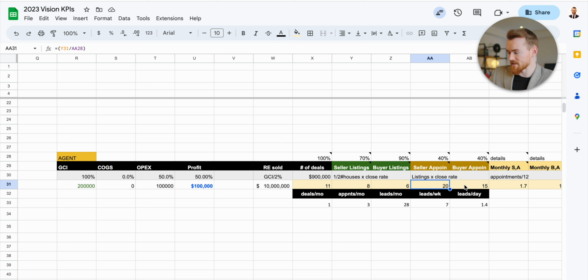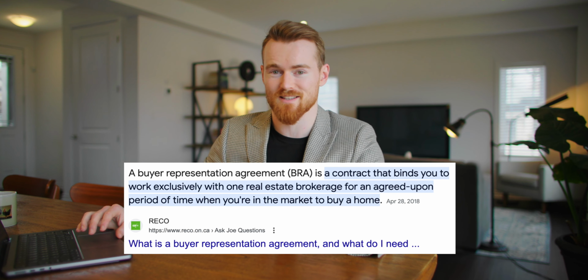Now on the buyer appointment side, it's more like 15 buyers that you're gonna have to sit down with and consult, walk them through a buyer presentation to get 6 BRAs signed, okay? So that means out of those 15, 9 of them are probably gonna go a different direction, all right? And you gotta be able to roll with the punches and close those deals.